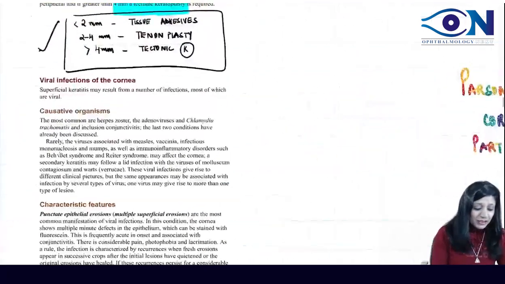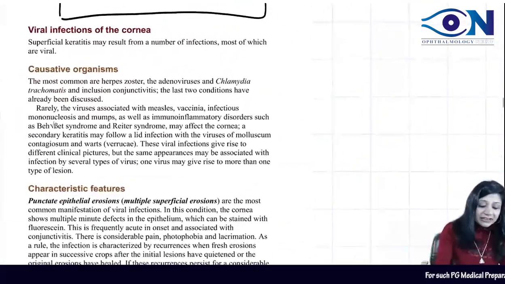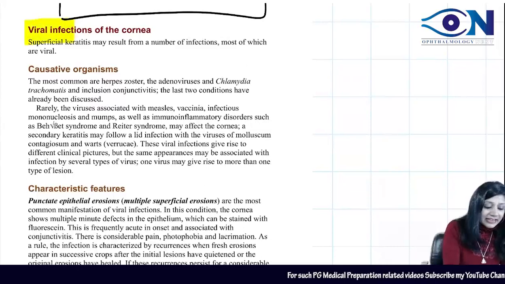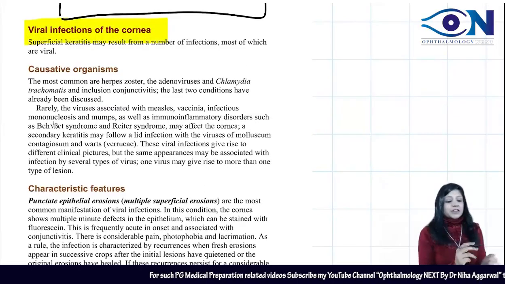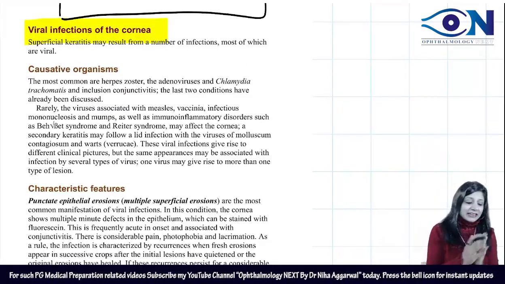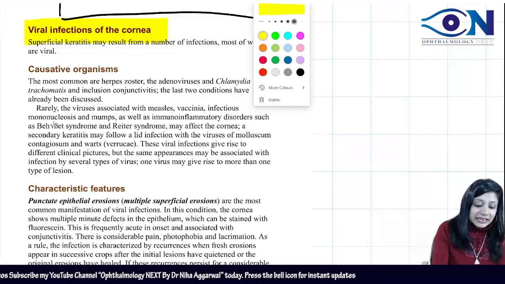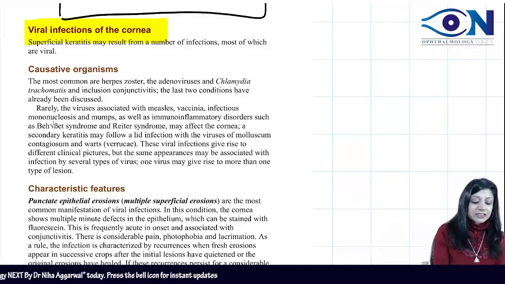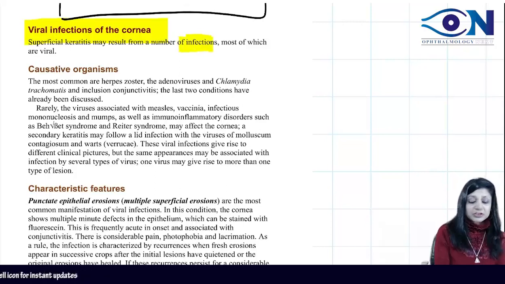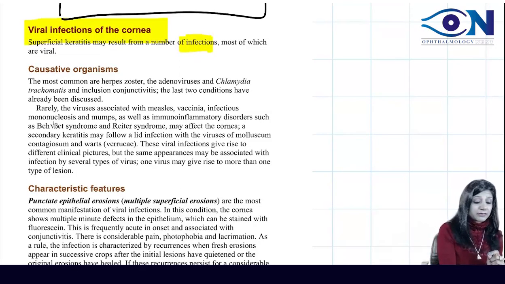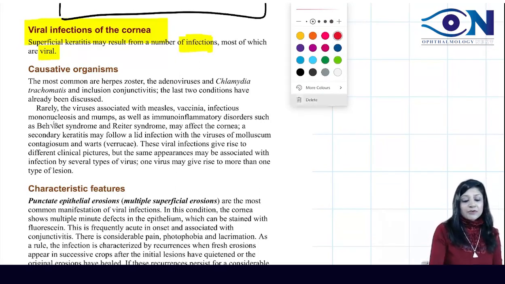So we'll be starting with the viral infections of the cornea, the viral keratitis. Now, if I talk about viral keratitis, what are they saying? They're saying that superficial keratitis may result from a number of infections, but mostly the superficial keratitis is caused by what you call the viral keratitis.